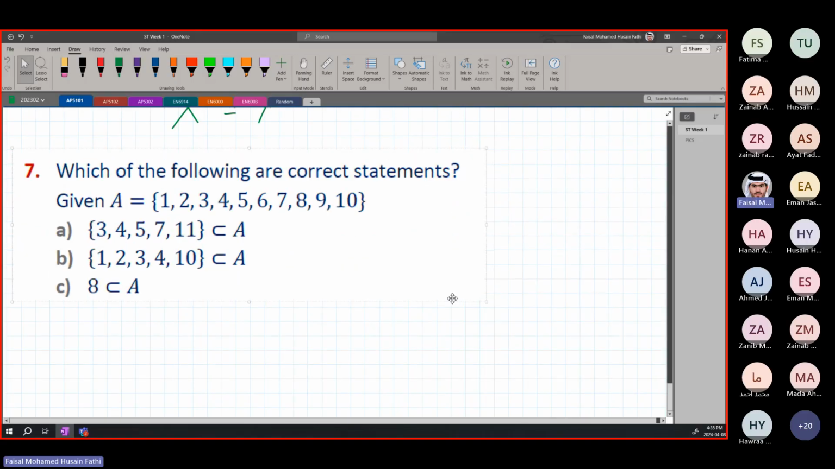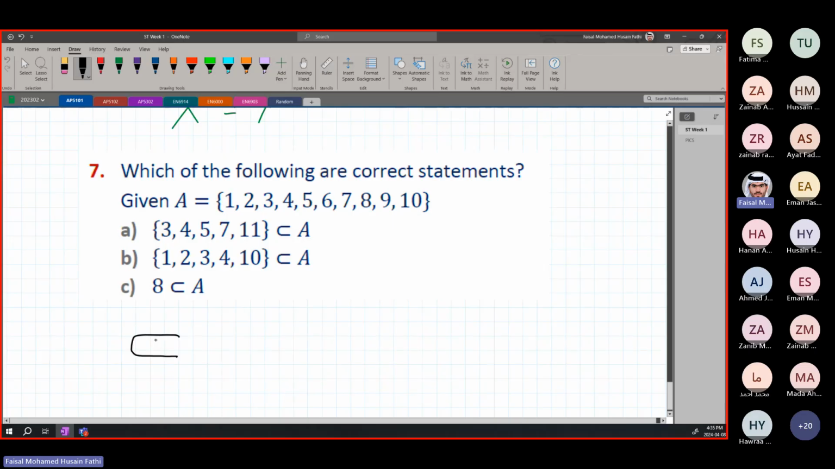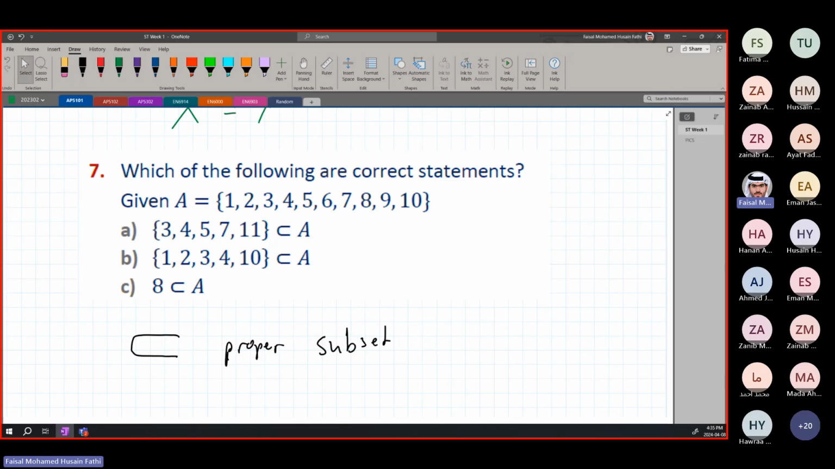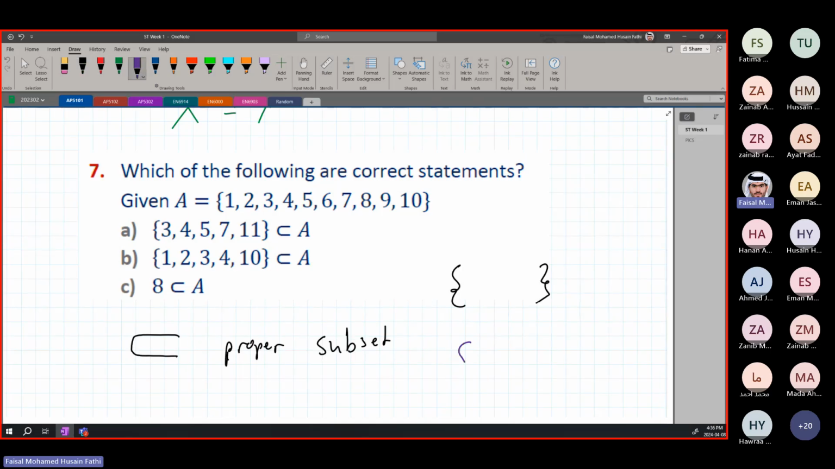Which of the following are correct statements, given that this is A? So there's a new symbol here that I did not talk about, and we're going to talk about right now, which is this symbol. It looks like the letter C. This symbol basically means proper subset. All right? Or just simply subset of an element. Okay? So a subset or a proper subset, and then what does it mean? It means that it is a smaller set that is included within a larger set.